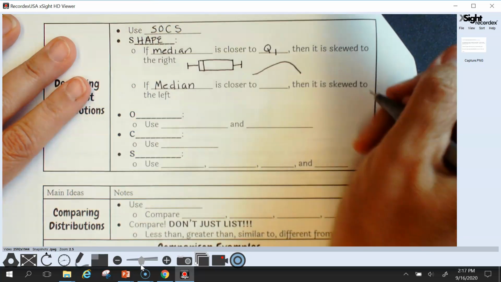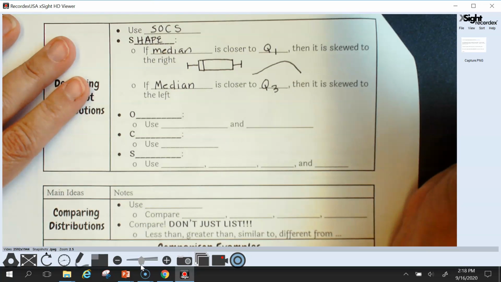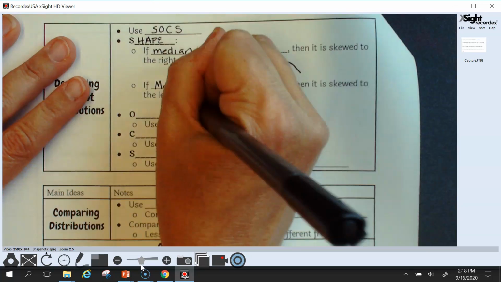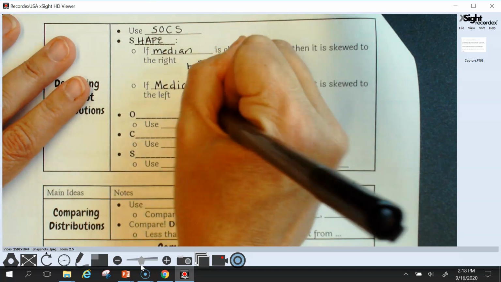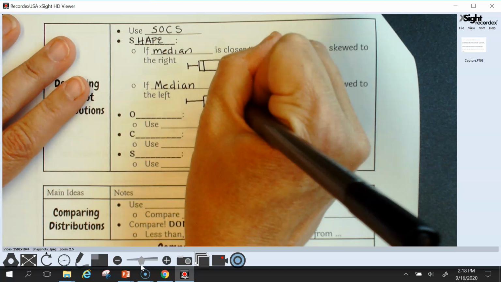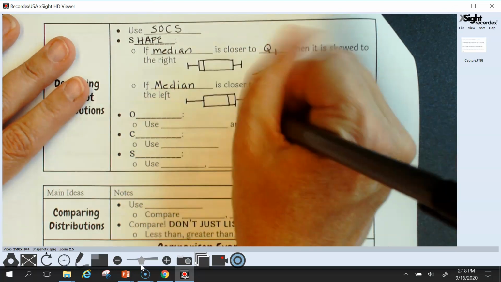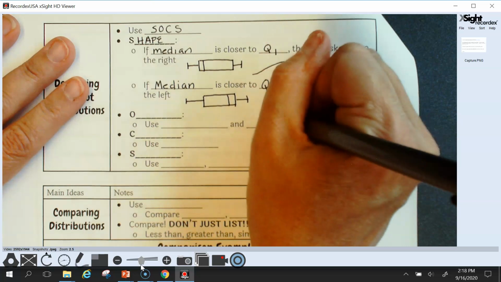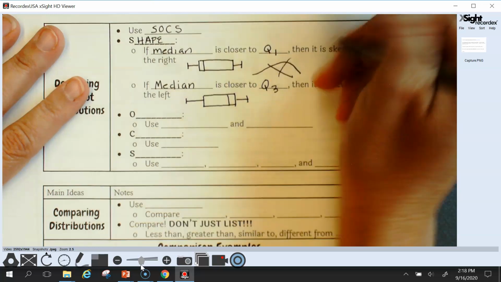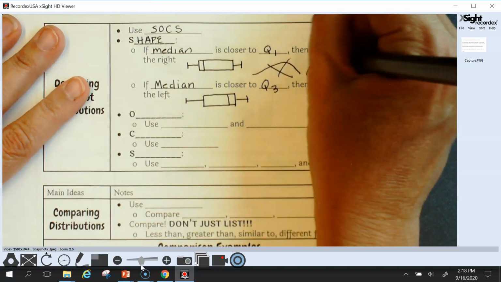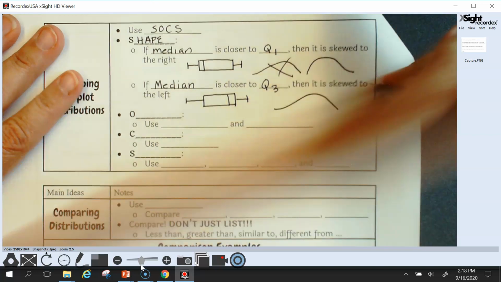If your median is closer to Q3, then it's skewed to the left. My drawing isn't very good up here. Let's fix this. So this is actually skewed to the right, so this should be more like this, and this one should be more like this. Okay, so now for your outliers.